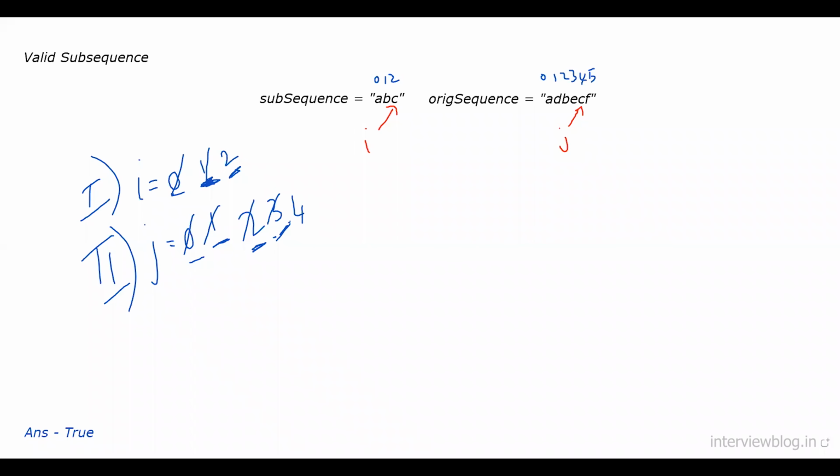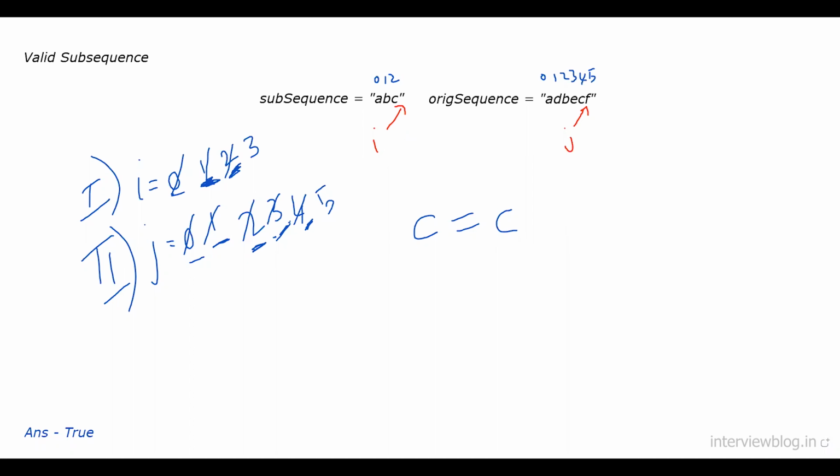Now I'll be comparing the element that is present in the second index of the subsequence, which is C, to the element that is present in the fourth index of the original sequence, which is also C. Since both of these characters are equal, I'll be updating ith pointer from 2 to 3 and my jth pointer from 4 to 5. So after updating, I'll be moving both these pointers one step forward.